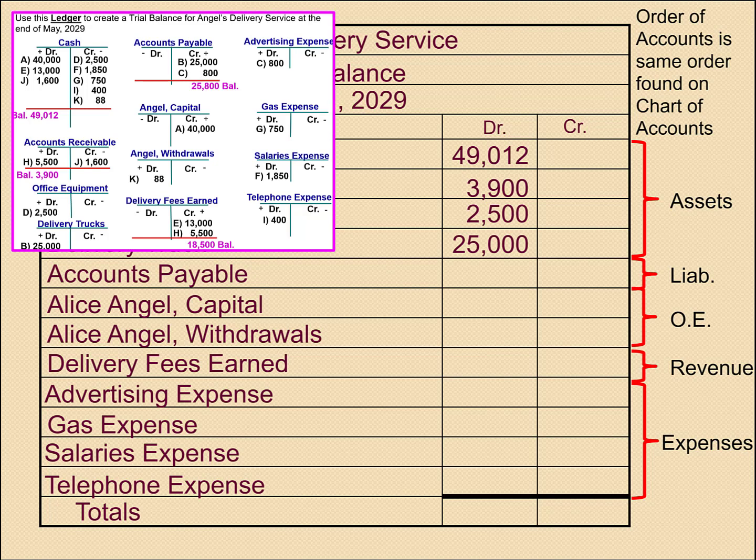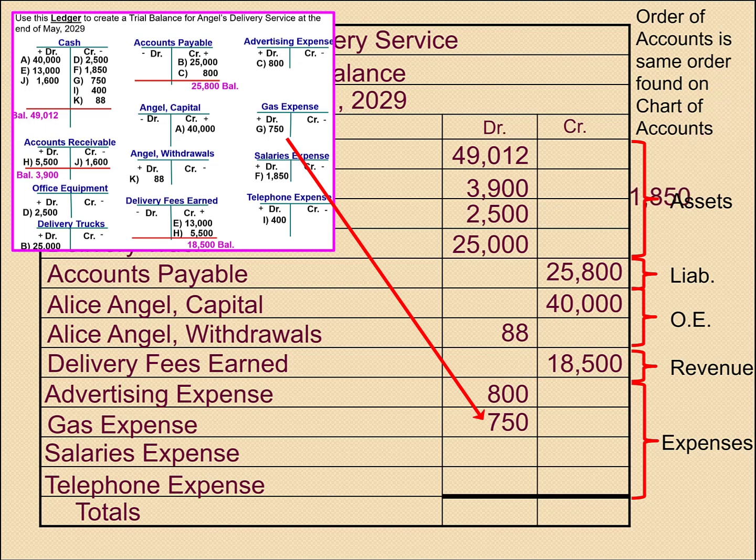Accounts payable. Now which column does accounts payable go in? Its plus side is the credit side. So $25,800 credit. Capital is also a credit, 40,000. Withdrawals is a debit. Only $88 of withdrawals. Delivery fees earned is a credit, 18,500. And then the expenses are all debits. 800 advertising, 750 gas, salaries 1,850, and then telephone expense 400.